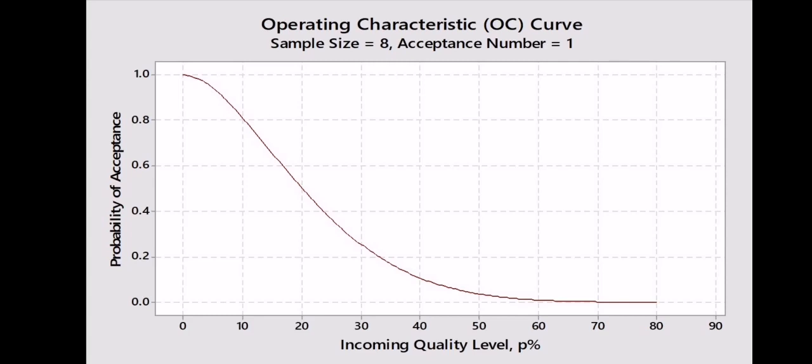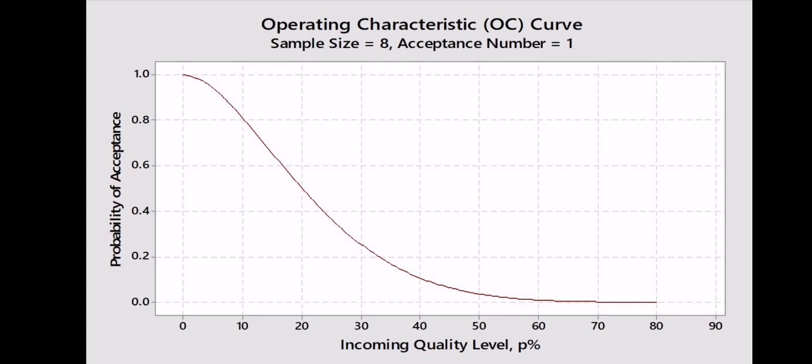So if we draw a graph of the incoming quality level on the horizontal axis against the probability of acceptance on the vertical axis, we get an operating characteristic curve. This shows us the level of protection that the sampling plan offers against any value of the incoming quality level. So we've already talked about an incoming quality level of 5%, and we can see here that the probability of acceptance is very high, and it should be high because that's the AQL. We've already talked about an incoming quality level of 40%. We can see here the probability of acceptance is low, and of course it should be low because that's rejectable.